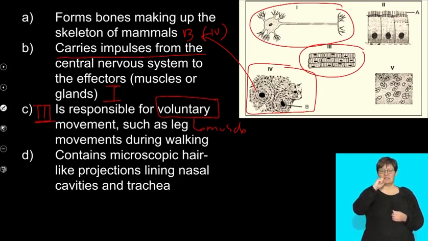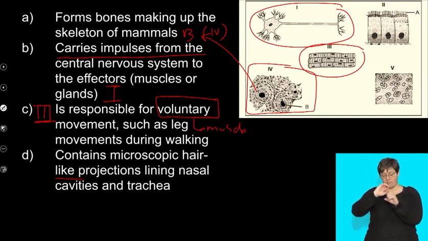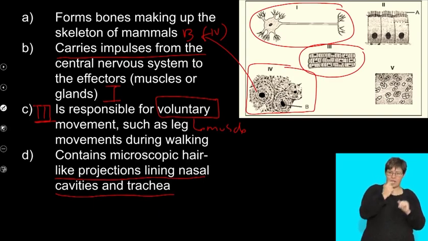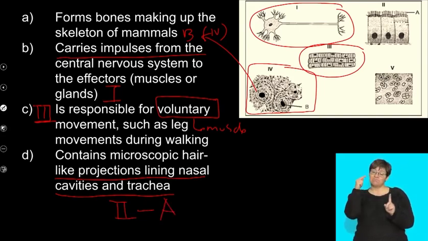Now the last one contains microscopic hair-like projections lining the nasal cavities and the trachea. That leaves me with 2. So the number there is going to be number 2, and I can put a letter here that's going to be A, the reason being that it is pointing to the cilia.